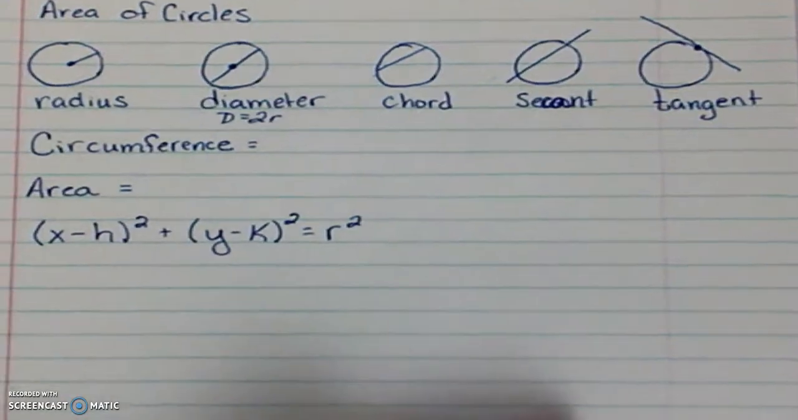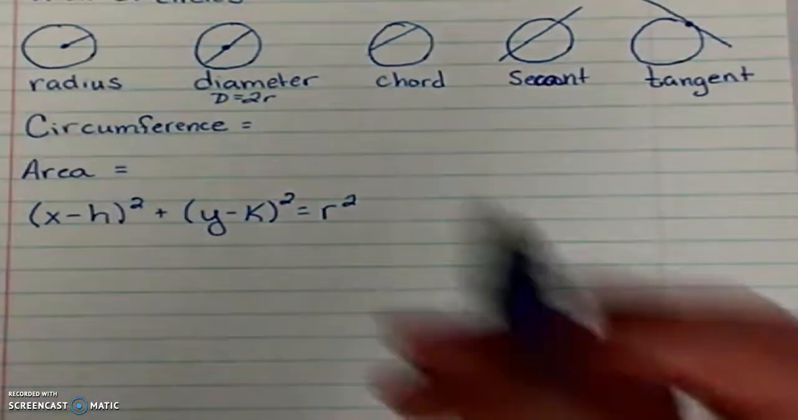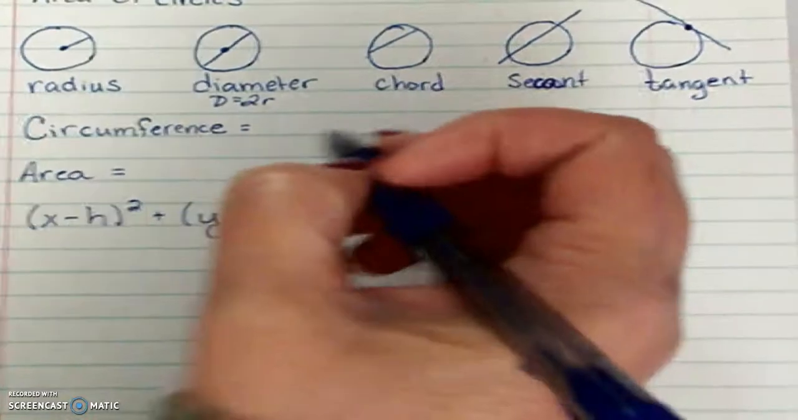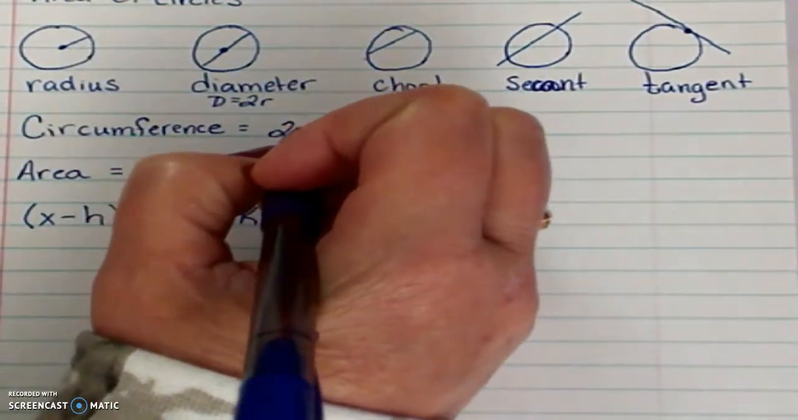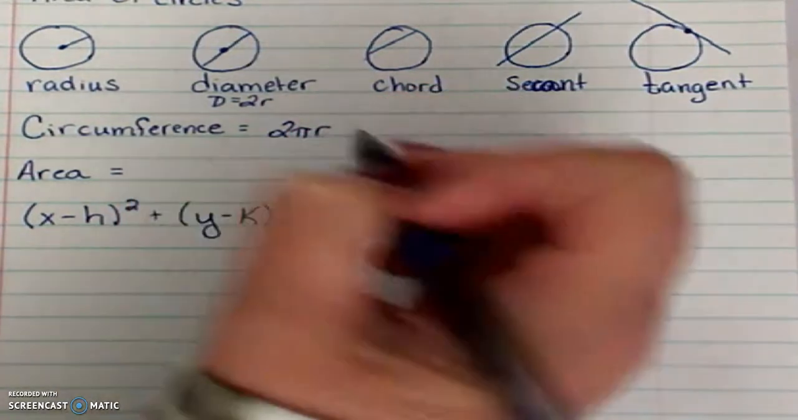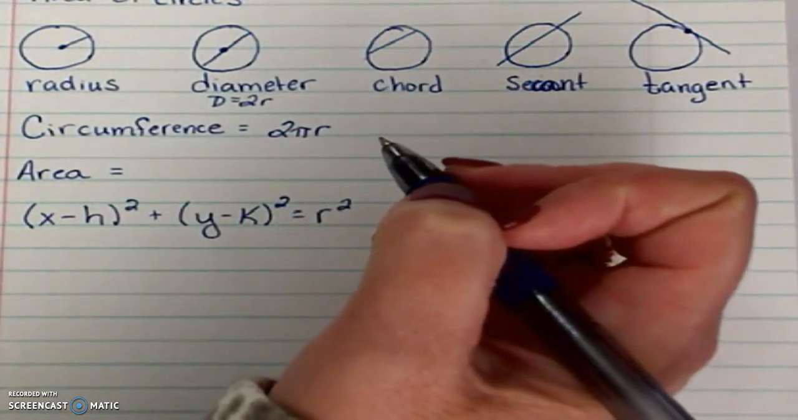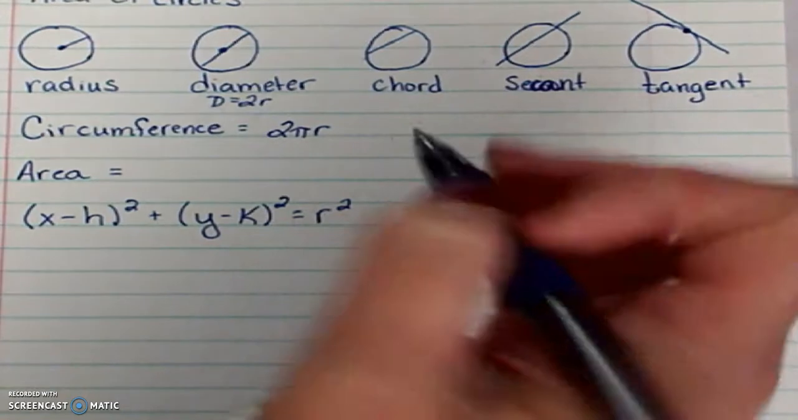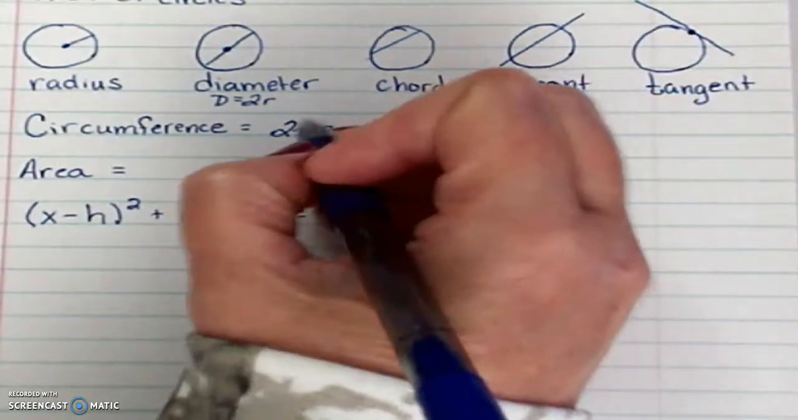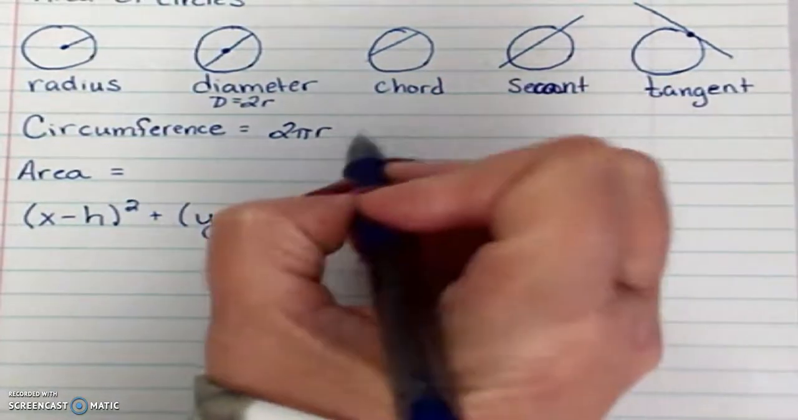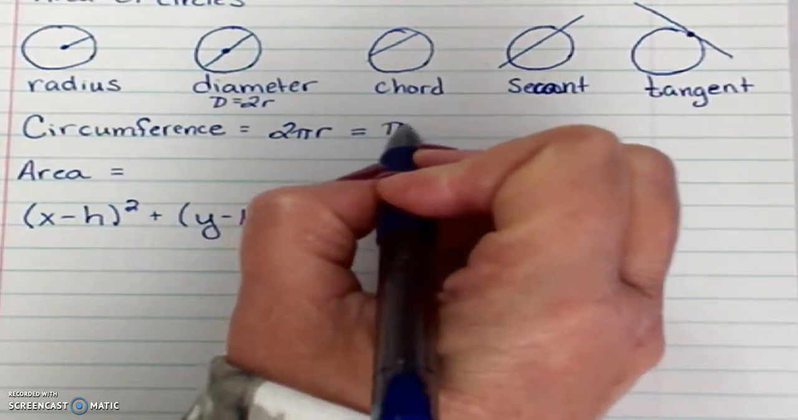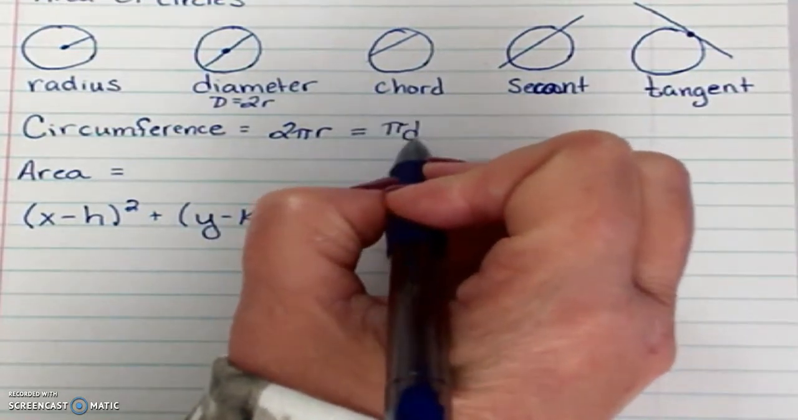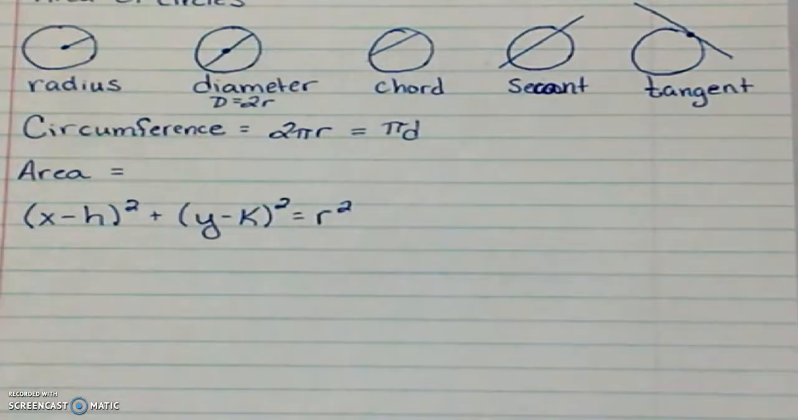Formulas you would need to know. We have a formula for circumference of a circle. Circumference is 2 pi r. So circumference is the same thing as 2 times pi times the radius. If you multiply 2 times the radius, you're going to find out that that means the same thing as pi times the diameter. Either way will get you the circumference of the circle.